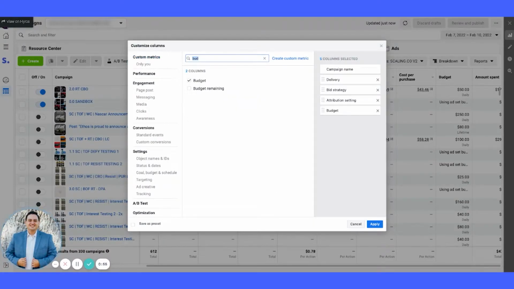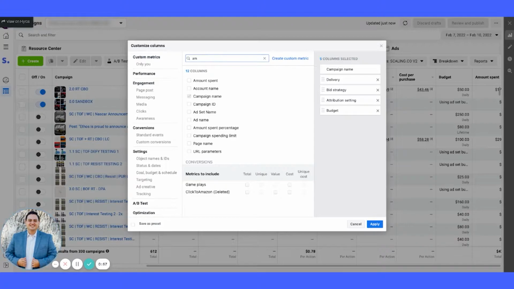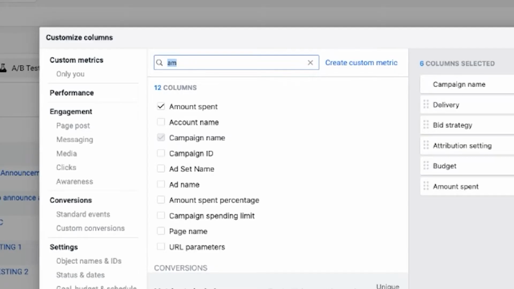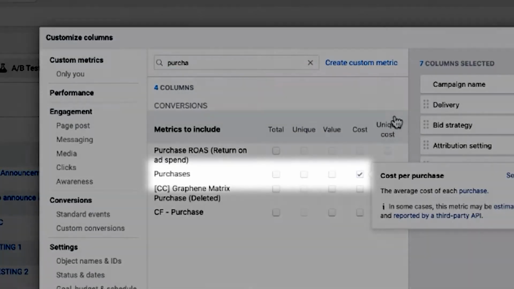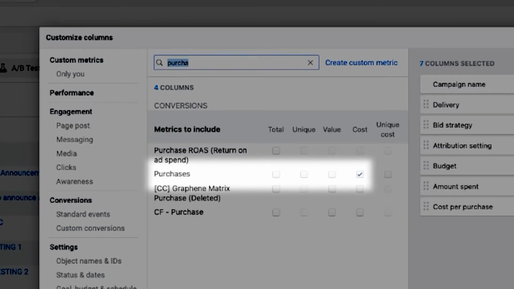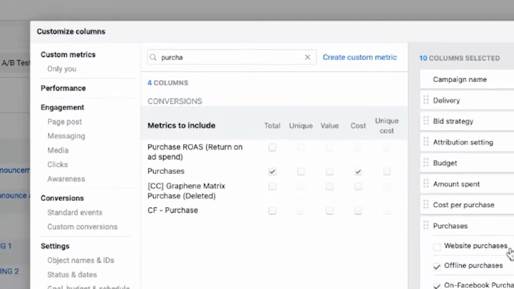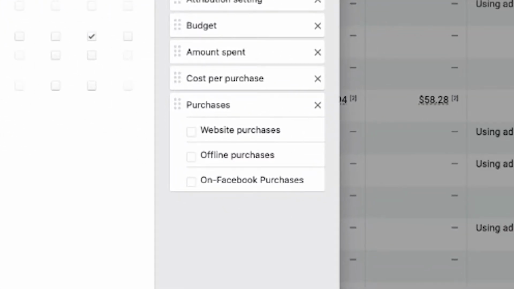What's the budget for this ad set or this campaign? And then how much have we spent for it? Amount spent. And then we have cost per purchase. It's kind of what we are looking at for our e-commerce brands. And then next one is total purchases. And then I go ahead and uncheck these three boxes here.